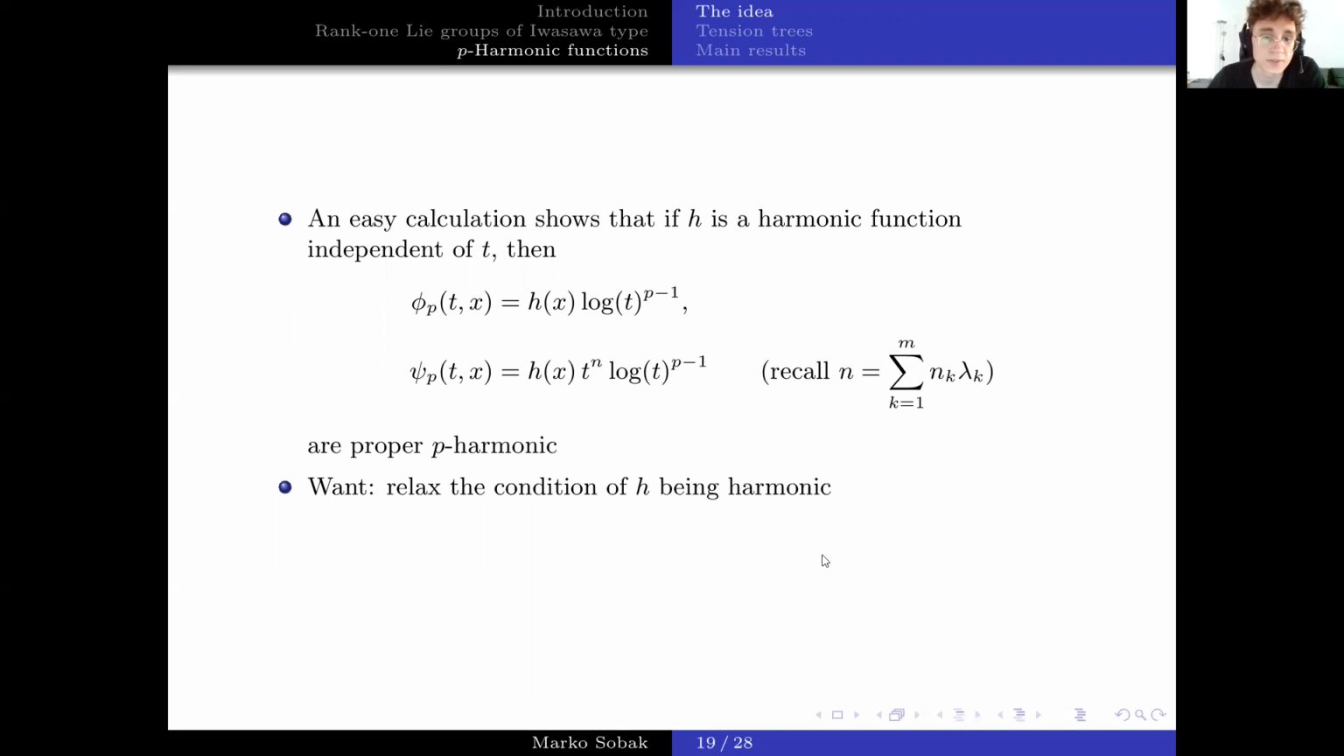The idea of how to approach this is that we want to add some correction terms to phi p and psi p to cancel out all the things that become added once you start applying the Laplacian, because h is not harmonic in this case. But to do that, as you can expect, we need to really understand the structure of the Laplace-Beltrami operator when applied to a function which is independent of t, so which only depends on x.